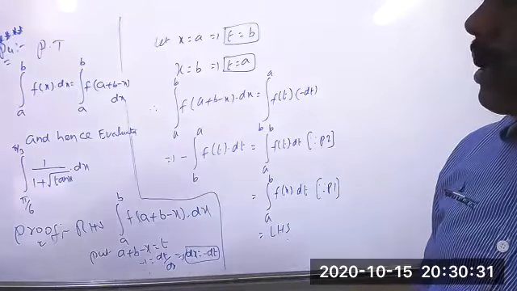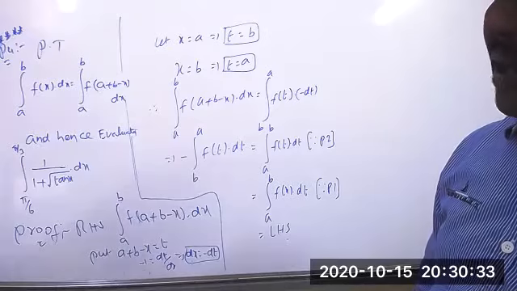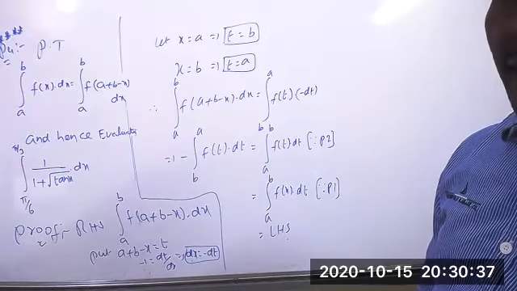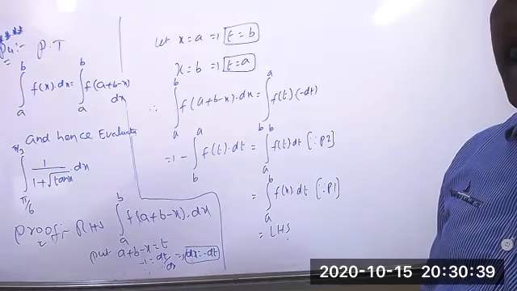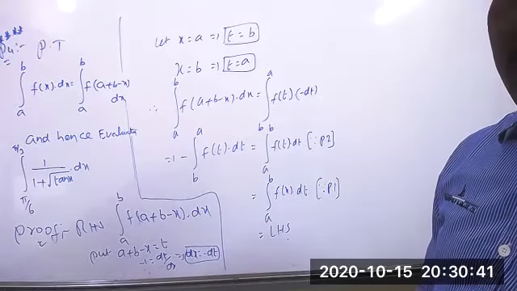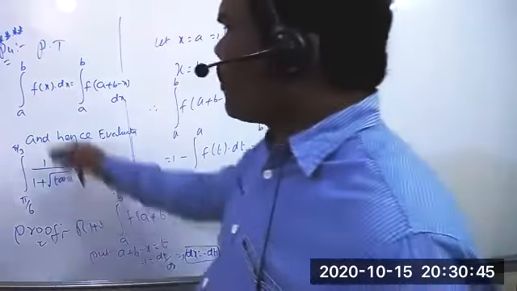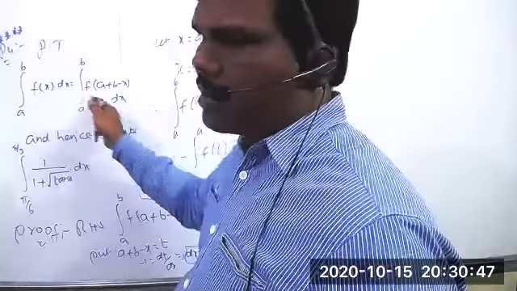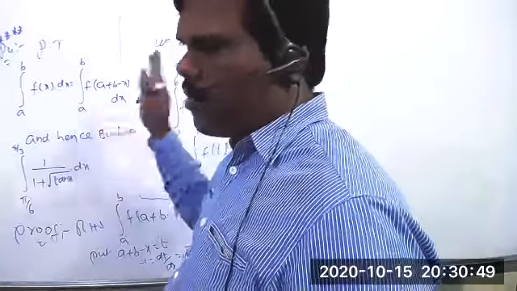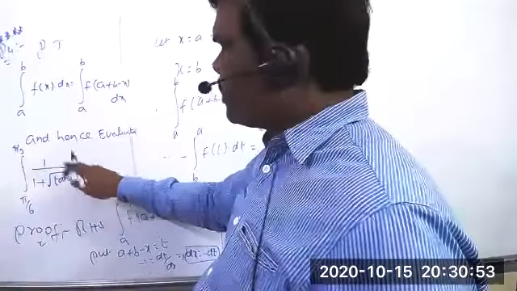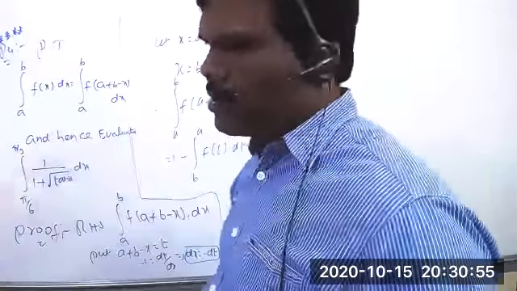What is the property 4 here? Prove that integration of a to b f of x dx equals integration of a to b f of a plus b minus x dx. That means the two values must always be equal. The two values are equal. Now by using the fourth property, we have to find this value. They're asking, hence evaluate this condition.